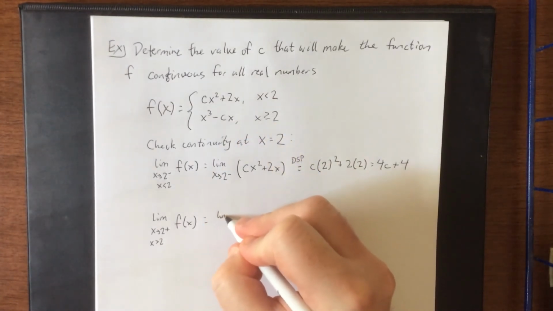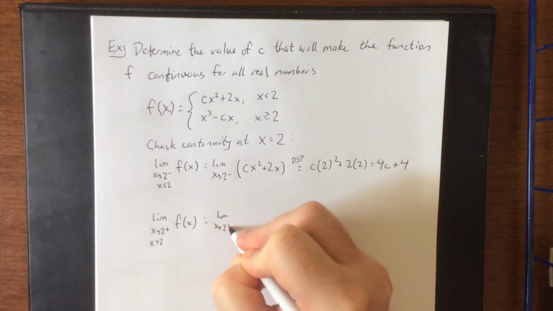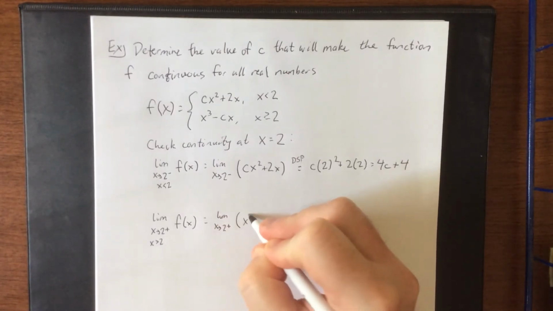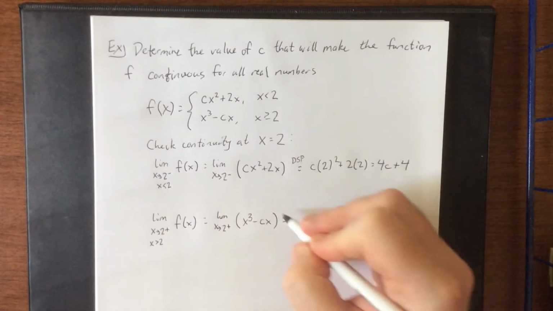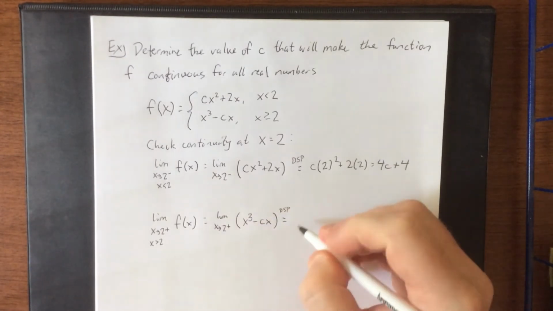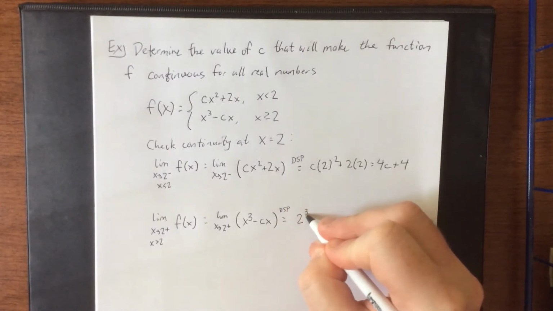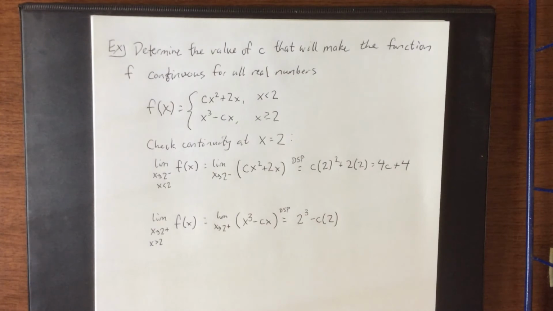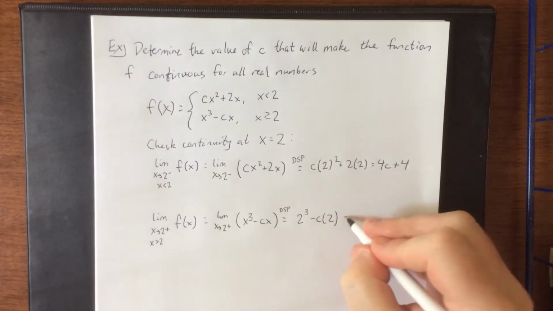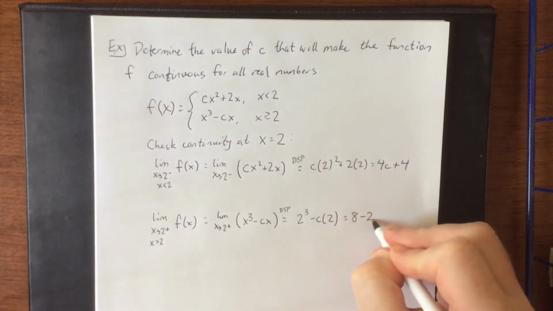So this will be the limit as x approaches 2 from the right of x cubed minus cx. That was our bottom rule. Once again, we can apply the direct substitution property and refer to this as 2 cubed minus c times 2. Now, we simplify this expression as much as possible, and we get 8 minus 2c.